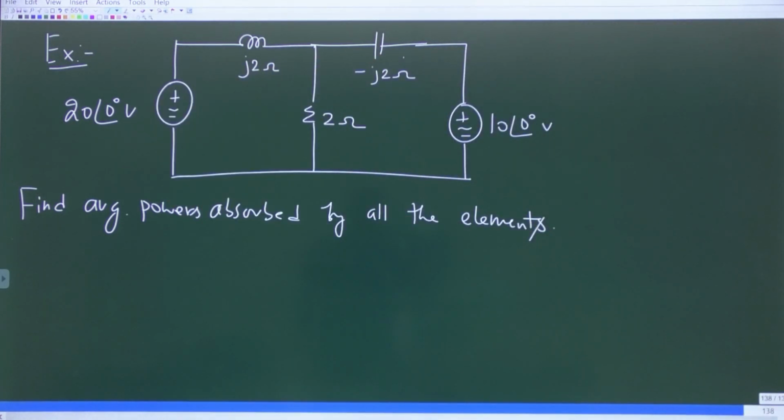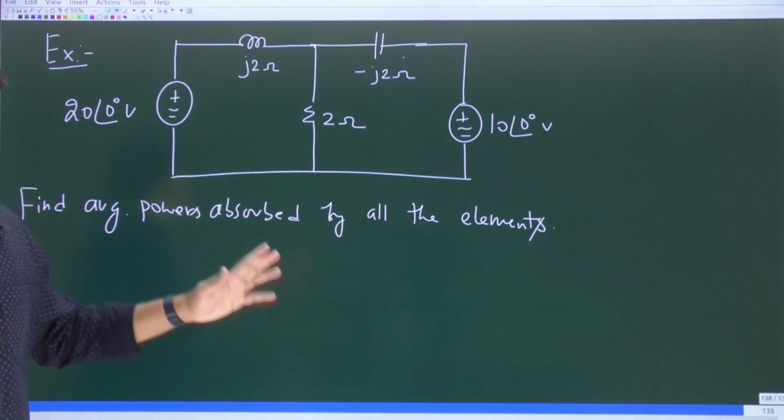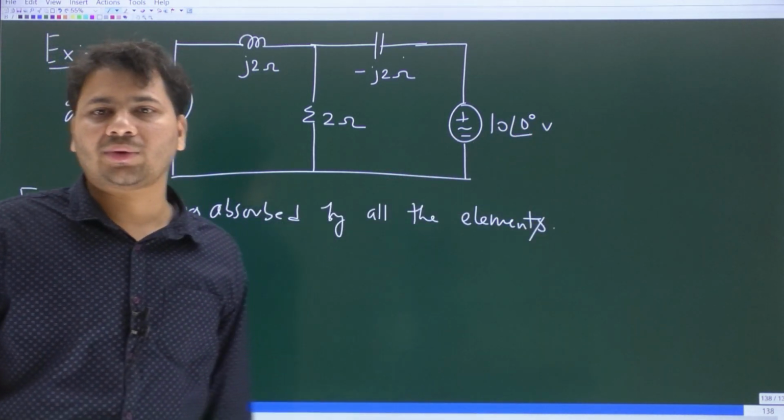Okay, amplitude, voltage, the 20 volts is what amplitude? If it is RMS, I would definitely write it as 20 angle 0 degrees volts RMS. So this 20 volts is what amplitude, 10 volts is also what amplitude.